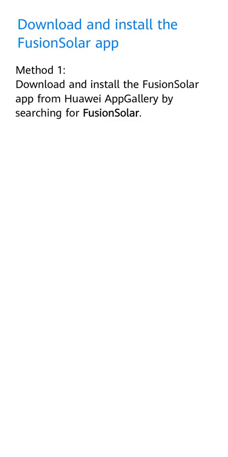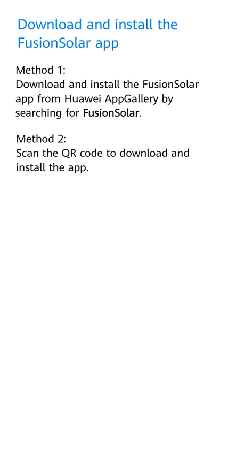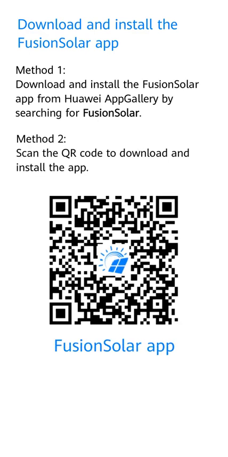Method 1. Download and install the FusionSolar app from Huawei App Gallery by searching for FusionSolar. Method 2. Scan the QR code to download and install the app.